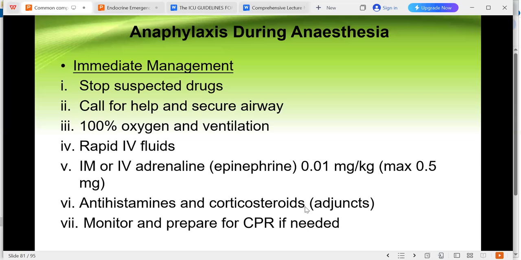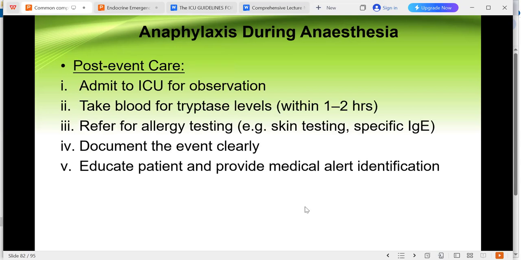So what do you do? Stop the suspected drugs. Call for help, secure the airway if the patient is not already intubated, give 100% oxygen, and ventilate the patient. Give the patient rapid IV fluids, and give epinephrine, IV or IM, whatever you have. Then antihistamines, your chlorpheniramine, and steroids could be adjuvant. But if the patient has cardiovascular collapse, be ready to prepare for CPR and initiate it.